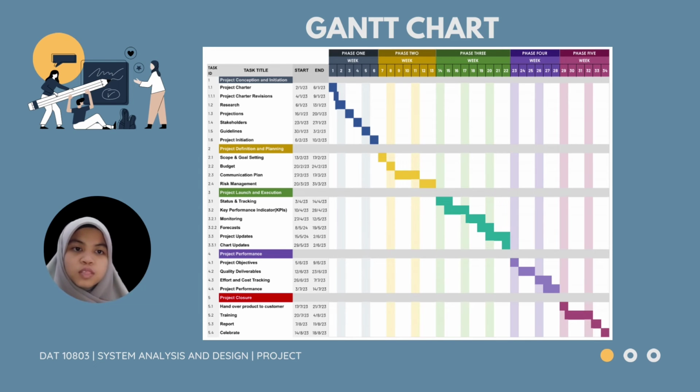Okay, the first phase, project conception and initiation, should take 6 weeks to complete. The second phase is project definition and planning, which will last for 7 weeks. The third will be project launch and execution, which will take around 9 weeks. The fourth is the project performance phase, which should last 6 weeks. The fifth phase is project closure, which should take 6 weeks. So, this Gantt chart is helpful in planning and managing the project schedule, so it will go on smoothly and within the time limit.